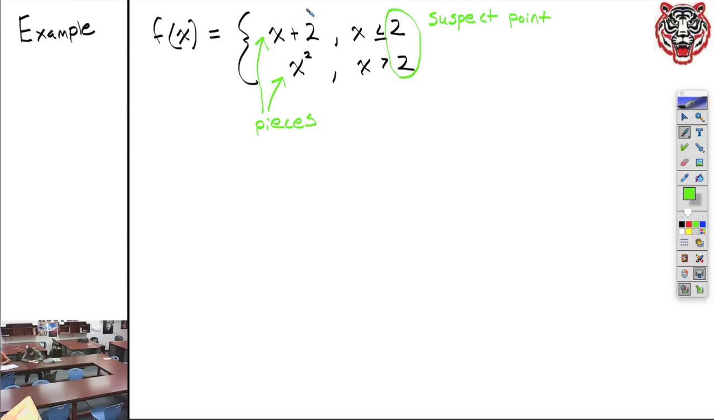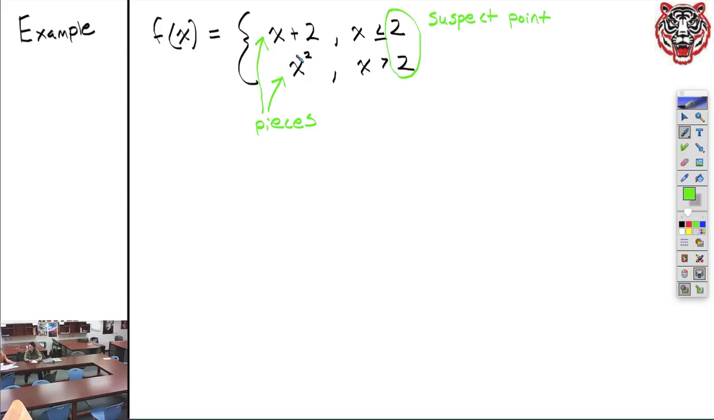So x plus 2, is that the left piece or the right piece? Is x plus 2, this top piece, the left or the right piece? Left. Why? Because it's extending all the way to the left from x equals 2. Yeah, so it's less than, so it's going to the left. And then this one is to the right. Perfect. All right, so what do we need to do to prove that this function is continuous?